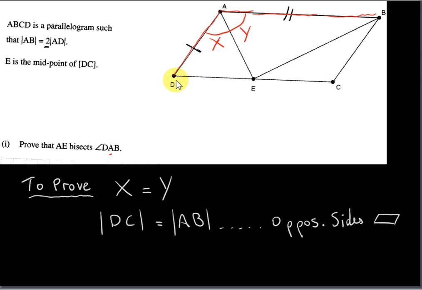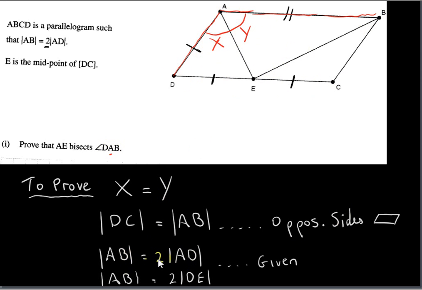So AB is equal to DC, but since E is in the middle of it, we can see that the distance of D to E is half the distance of A to B, and the distance of E to C is half the distance of A to B. So in this case the single dash indicates that DE is actually half the length of AB.